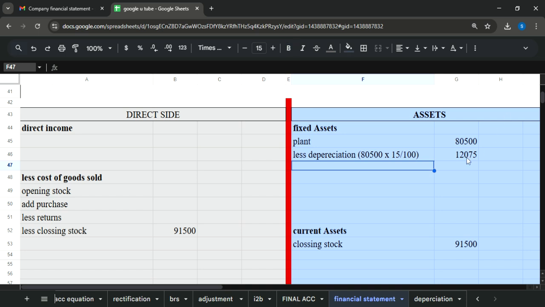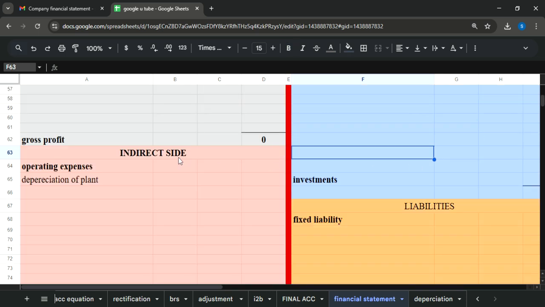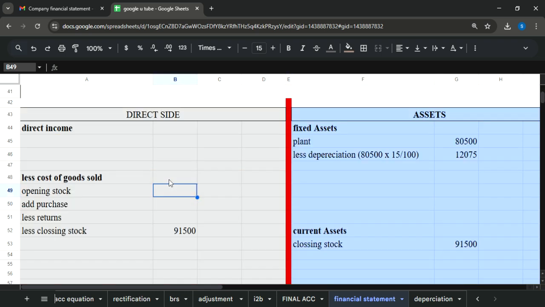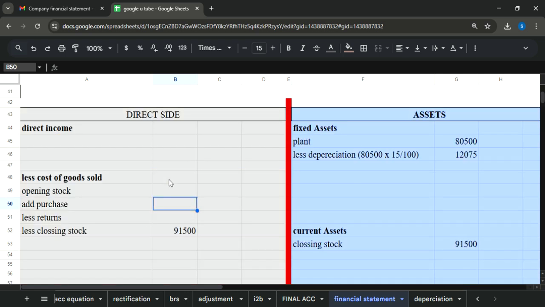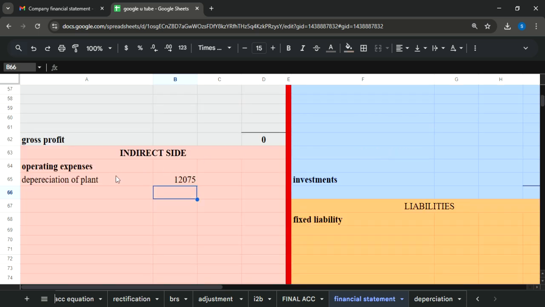So depreciation is calculated. Now for its second effect, the same depreciation, 12075, would be mentioned on the indirect side. Look here. We have calculated this depreciation in this way. 15% was mentioned, and the first effect was also present on the indirect side.